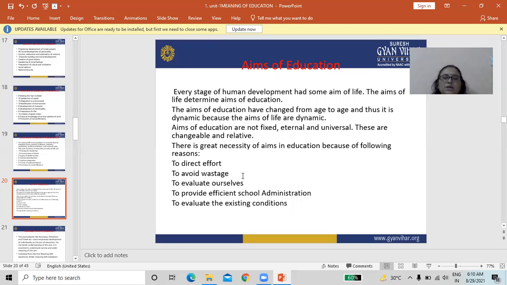There is great necessity of aims in education because of the following reasons: to direct effort, to avoid wastage, to evaluate overlaps, to provide efficient school administration, to evaluate the existing condition.